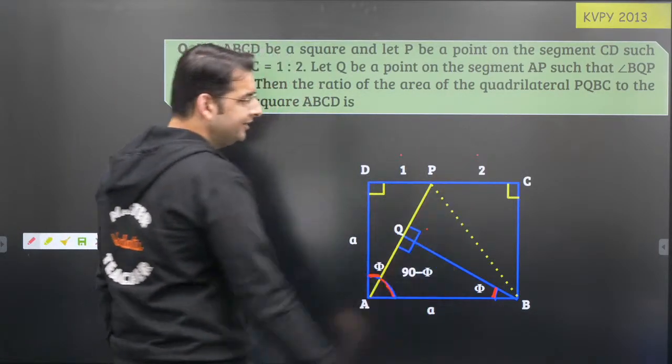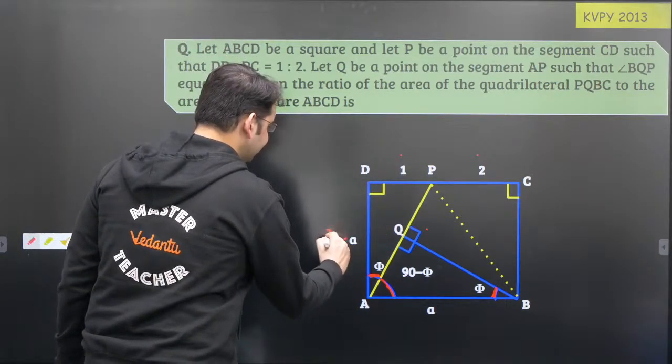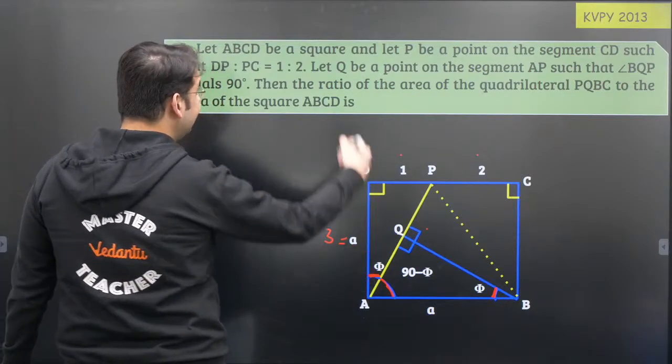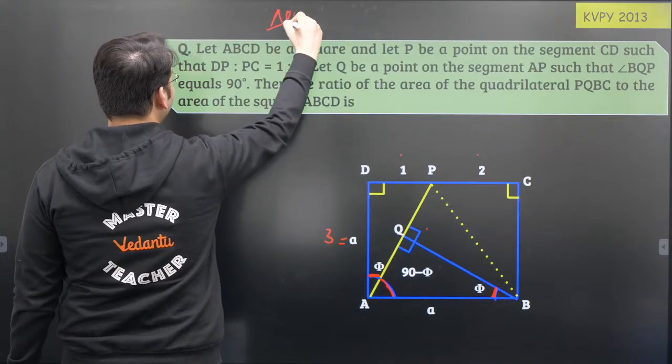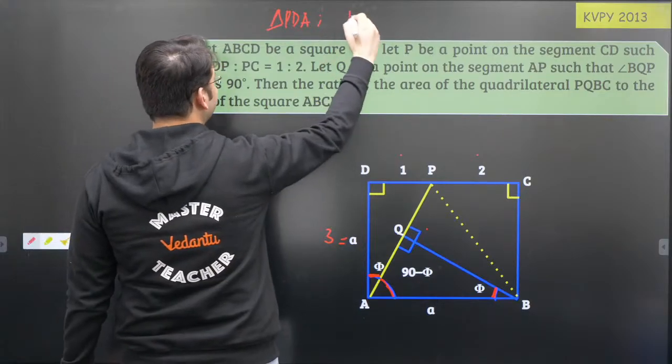This would be 90 minus theta and this would be theta again. इसको 1 and 2 ही मान लेते हैं. ठीक है, रेशियो ही निकालनी है तो 1 and 2 मान लेते हैं. तो this would be 3. So बच्चों यहाँ से triangle PDA से tan theta will be 1/3.